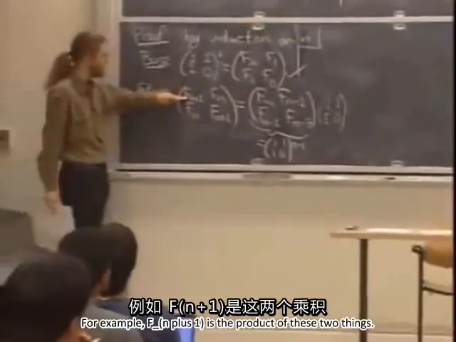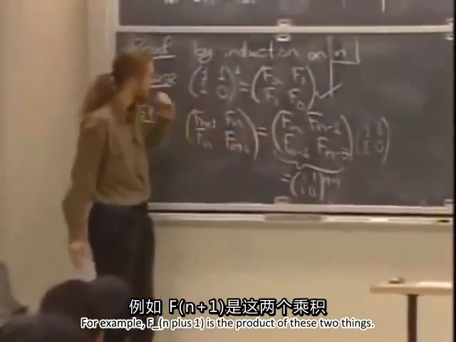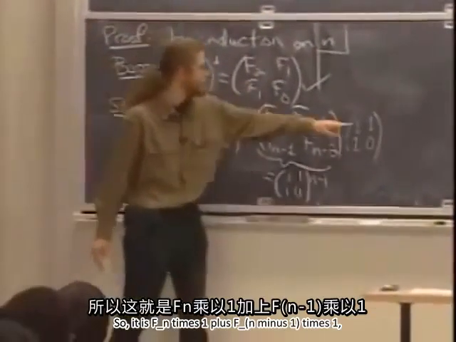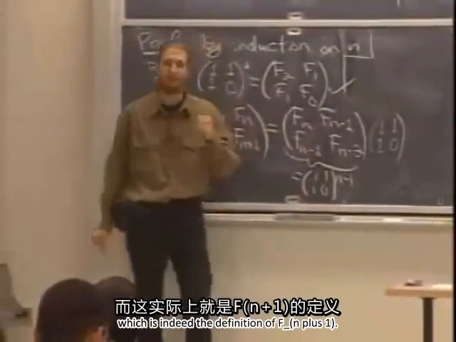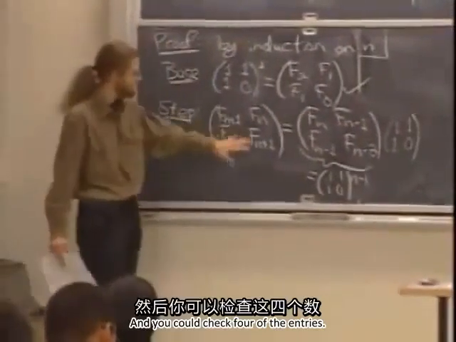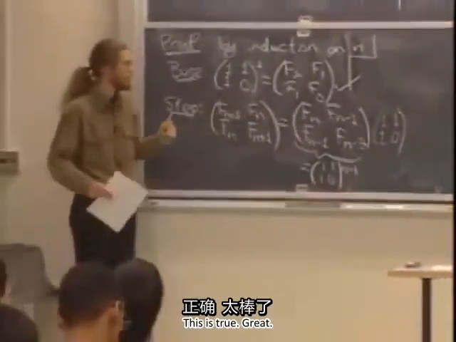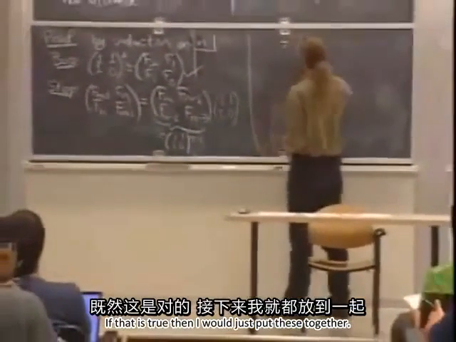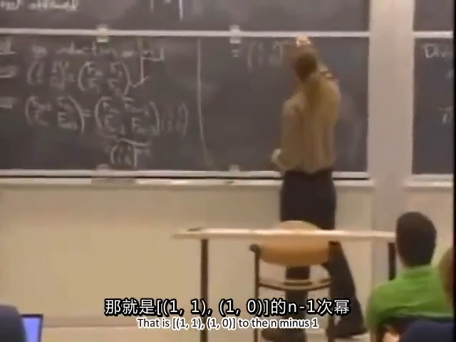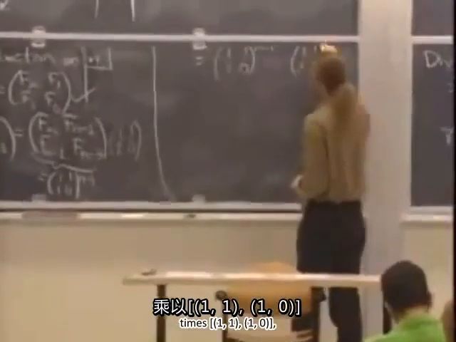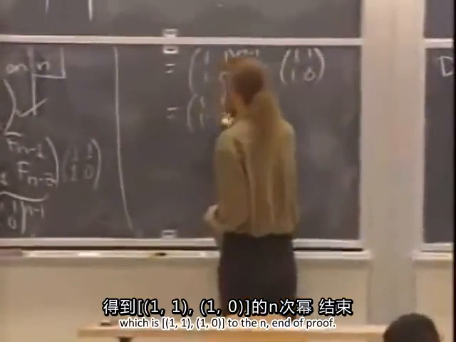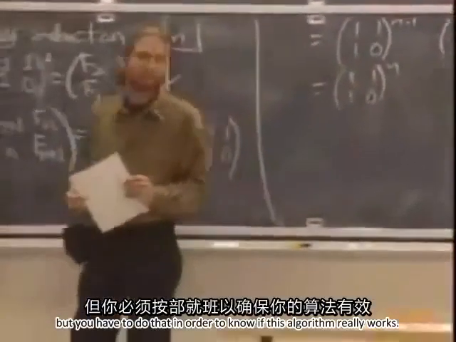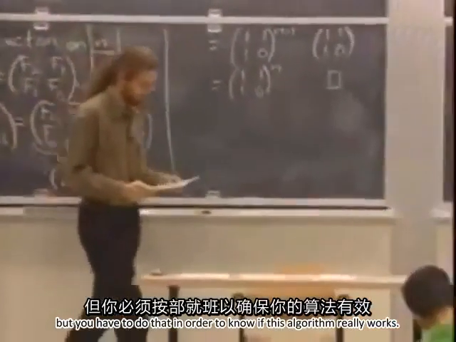So, for example, fn plus 1 is the product of these two things. So it's this row times this column. So it's fn times 1 plus fn minus 1 times 1, which is indeed the definition of fn plus 1. And you could check all 4 of the entries. This is true. Great. So if that's true, then I just put these together. That's 1, 1, 1, 0 to the n minus 1 times 1, 1, 1, 0, which is 1, 1, 1, 0 to the n. End of proof. So very simple proof, but you have to do that in order to know this algorithm really works.